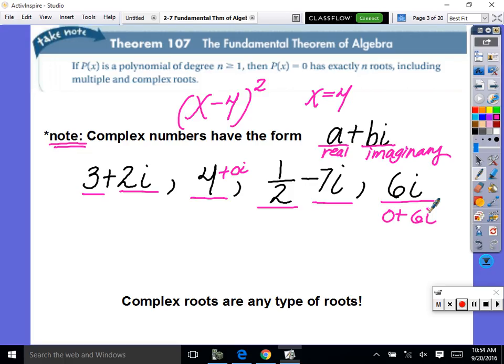Yes, okay? So complex roots are any type of root. If it can be any number, then if I ask how many complex roots, that means how many roots, period, end of story. That depends on the highest degree, how many we're going to have.